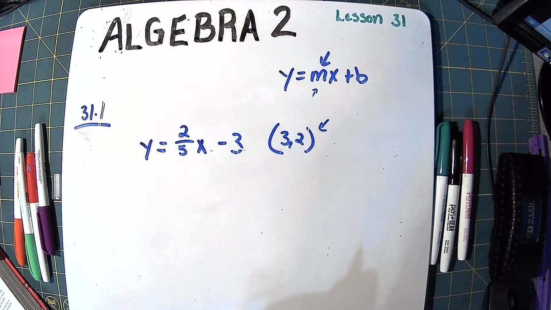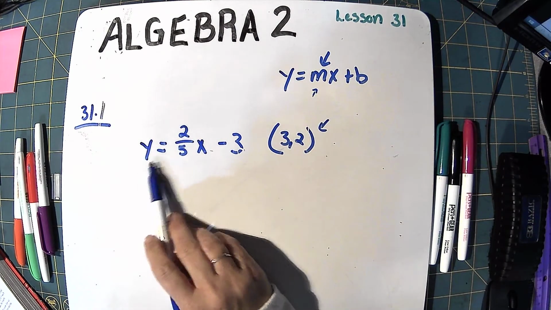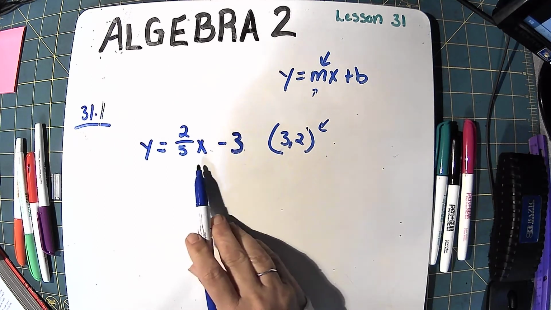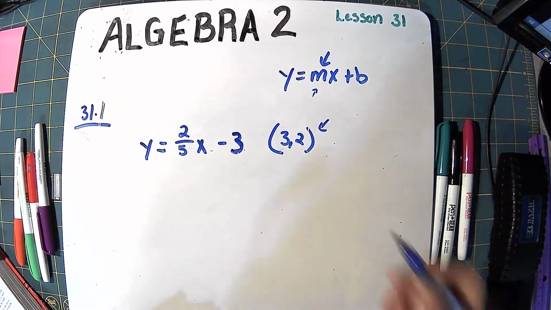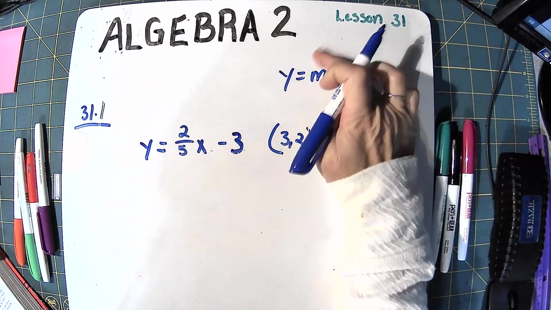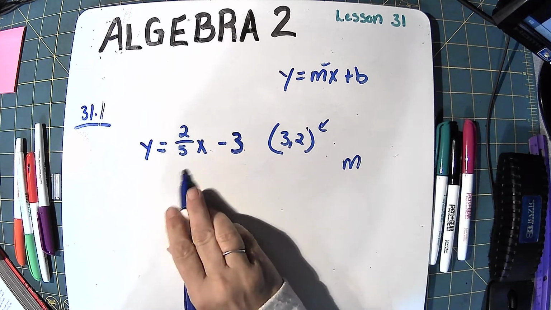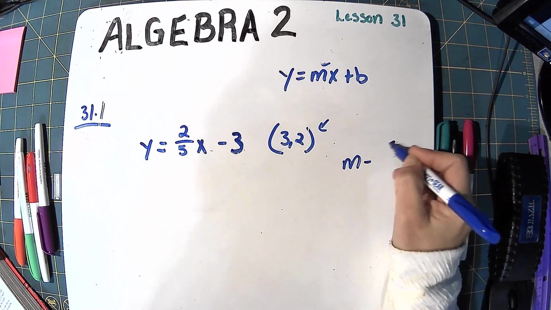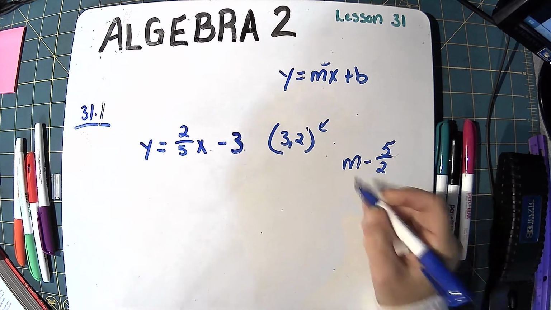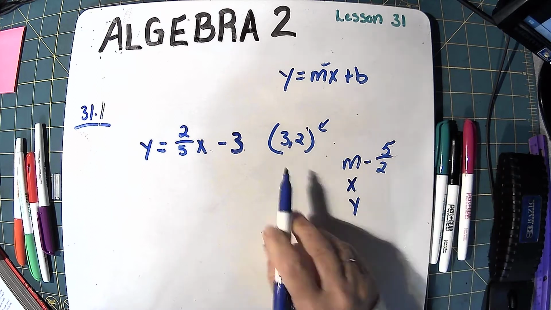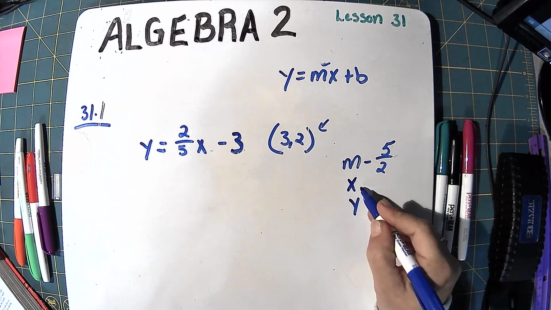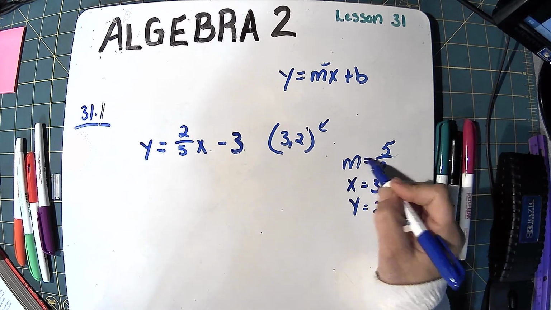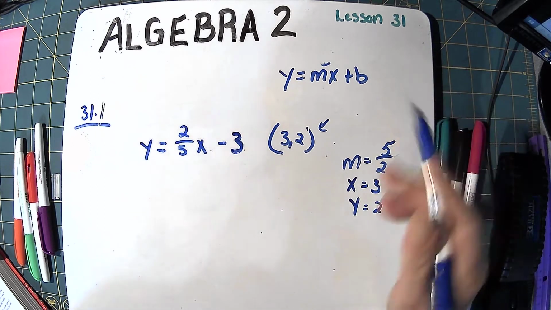All right, so how do we solve this problem? We've got y equals 2/5 x minus 3, and we need a line perpendicular to that passes through this point. Well, we know that we've got y equals mx plus b, and our m is going to be the negative reciprocal of the slope that we already have, so negative 5 over 2. That's going to be our m. And then we've got an x value and a y value right here in this point. The 3 is our x value, and the 2 is our y value. So now the only value we have to find is b.